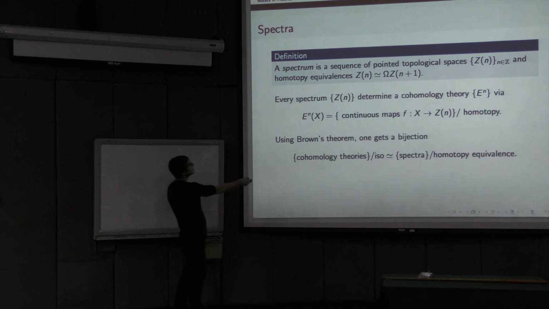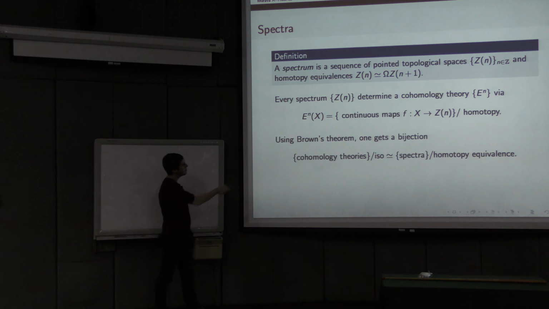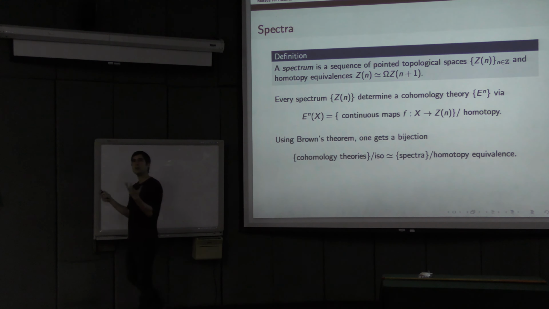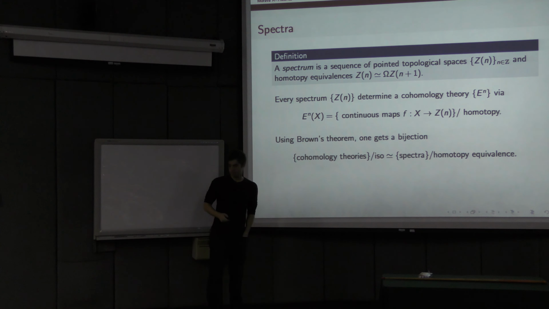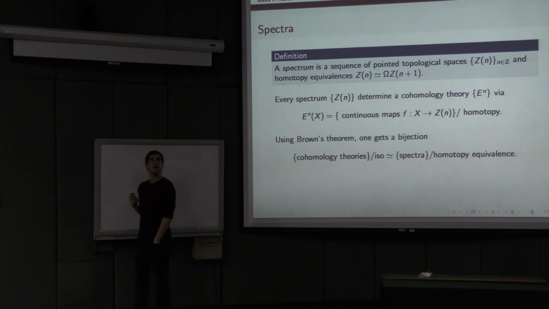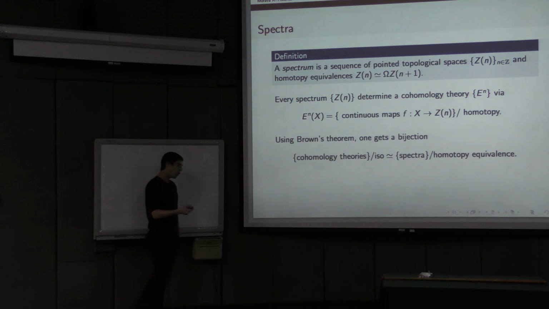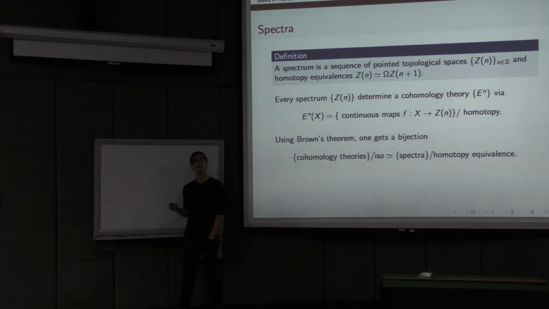In fact you can be a little bit more precise. There's a bijective correspondence between cohomology theories up to isomorphism and spectra up to homotopy equivalence. So to a first order of approximation, this word spectrum is just a synonym for a cohomology theory. But for many purposes, you don't want to think of the notion of spectrum as the same as the notion of cohomology theory.